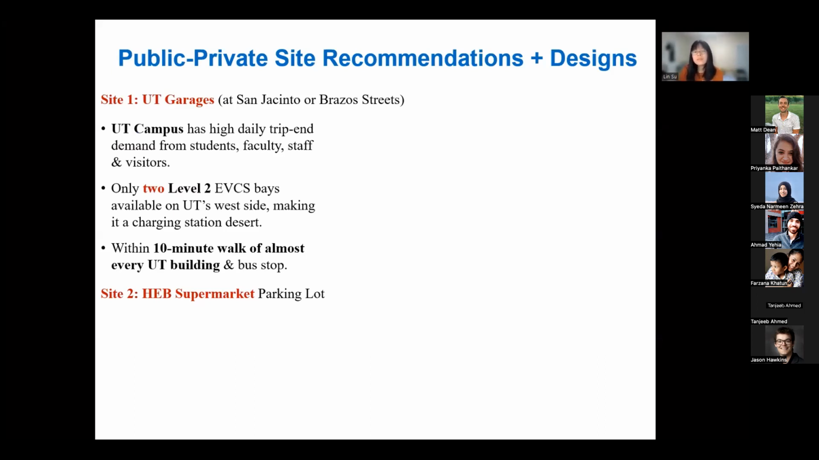However, considering the land management of the UT campus, the process of applying for land permits may be complicated. So the garages within the residential neighborhoods on the north side of the campus and the commercial area on the campus south side, where many hotels and restaurants are located, are also ideal locations.